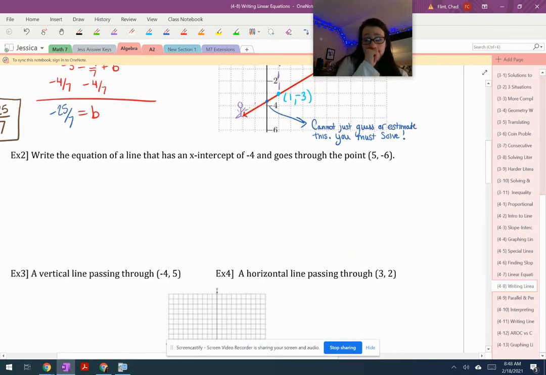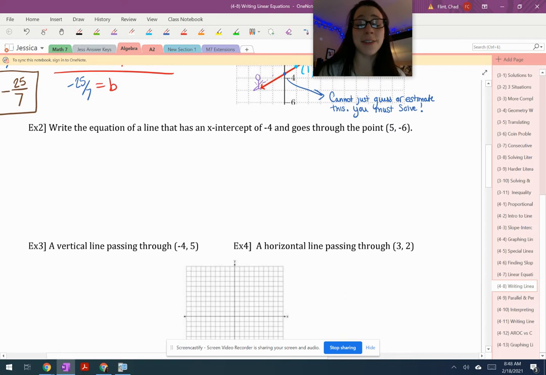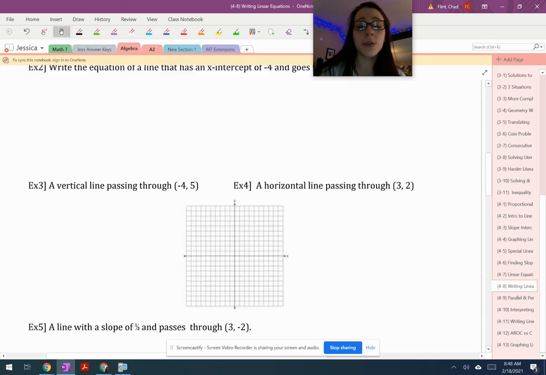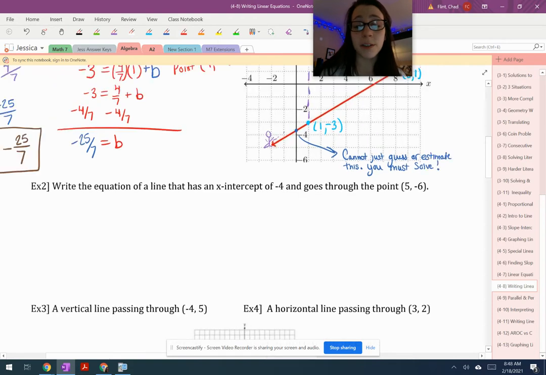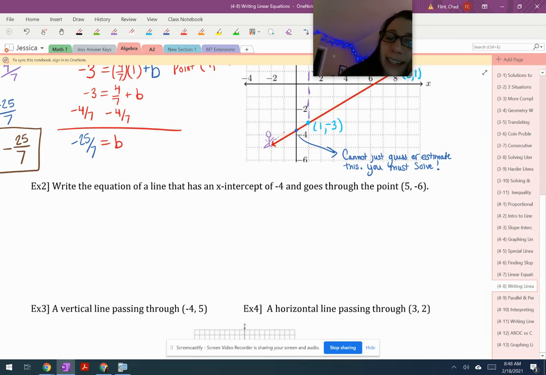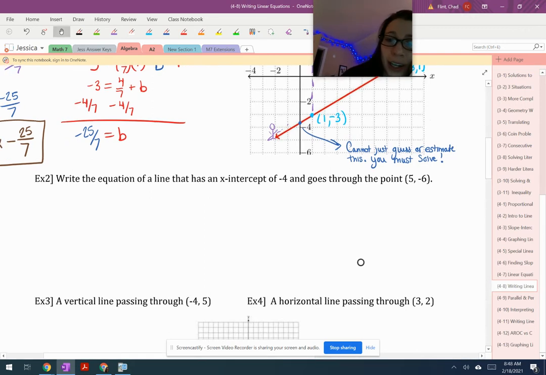Remember, even if I don't have grid paper or graph paper provided for you in the problem, you're always welcome to use it. So, we could always jump to a grid and plot an x-intercept of -4 and the point 5, -6 and figure it out that way. But what we need to realize is that this x-intercept of -4 is actually a hidden point. Let's go orange. This x-intercept of -4 is a hidden point. And we can figure that out.